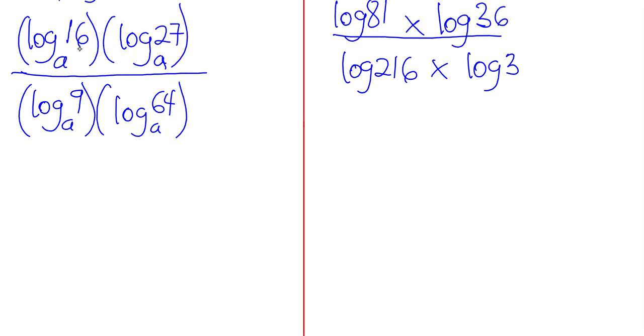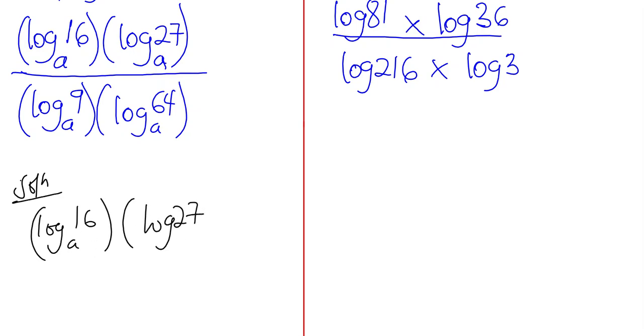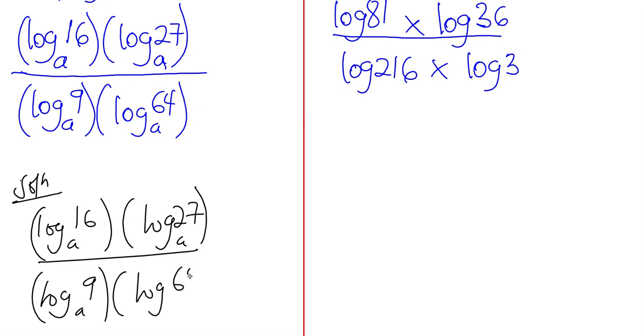But we can see that the 16, 27, 9, and 64 are numbers that can be expressed as powers of numbers. Numbers that can be expressed as base and exponent. So we are going to use that procedure before we follow up with the laws of logarithm. Now it means that we have our solution as log of 16 base a multiplied by log of 27 base a, all divided by our log of 9 base a multiplied by the log of 64 base a.